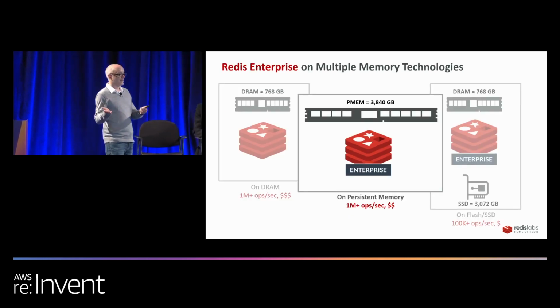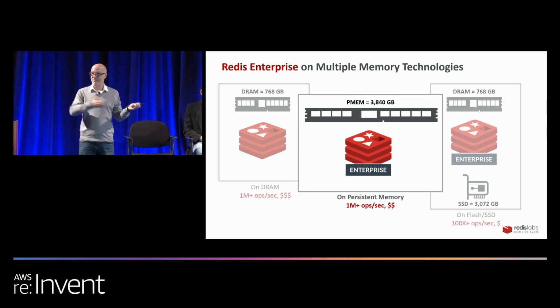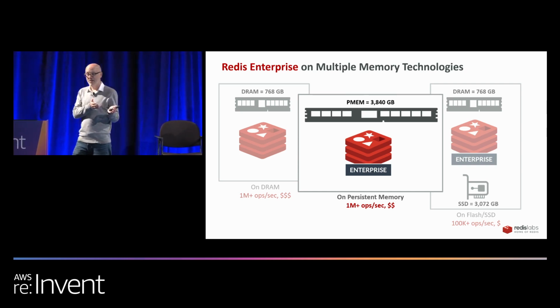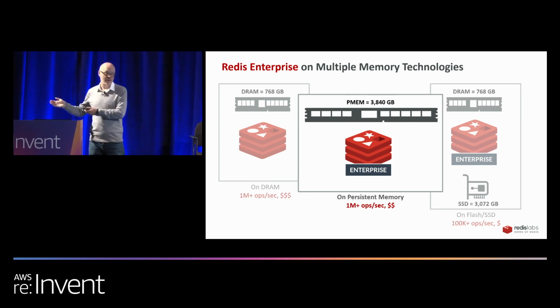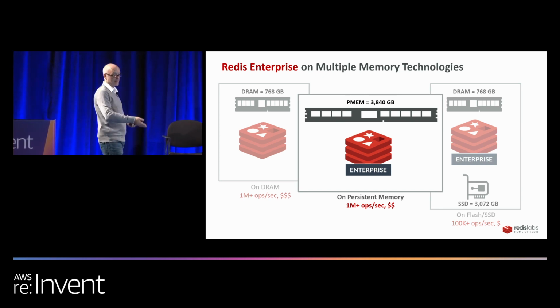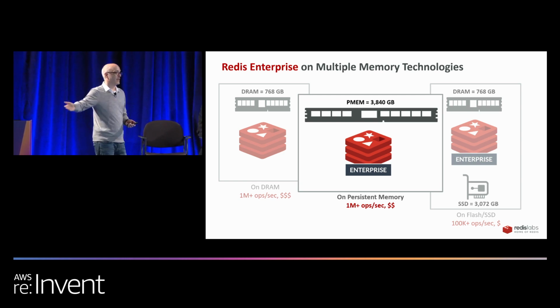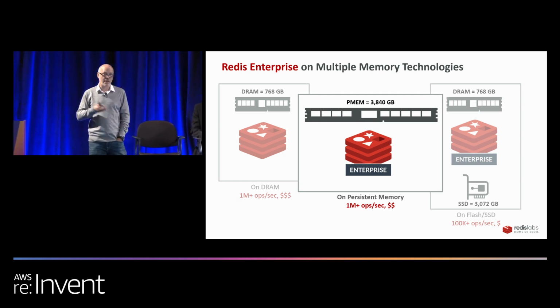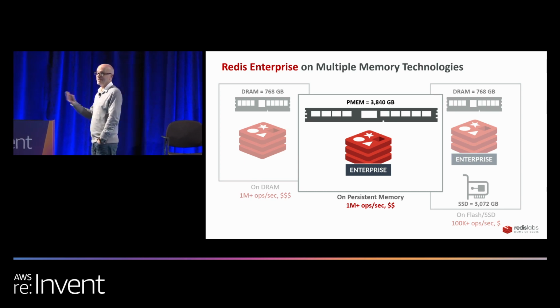Persistent memory sort of lives between DRAM and SSD. It's kind of fast like DRAM, but it's got the cost model of SSDs. So with Redis Enterprise, you can tier it between all of these different layers in the hardware so that you can get the best price, performance, and latency that you need.